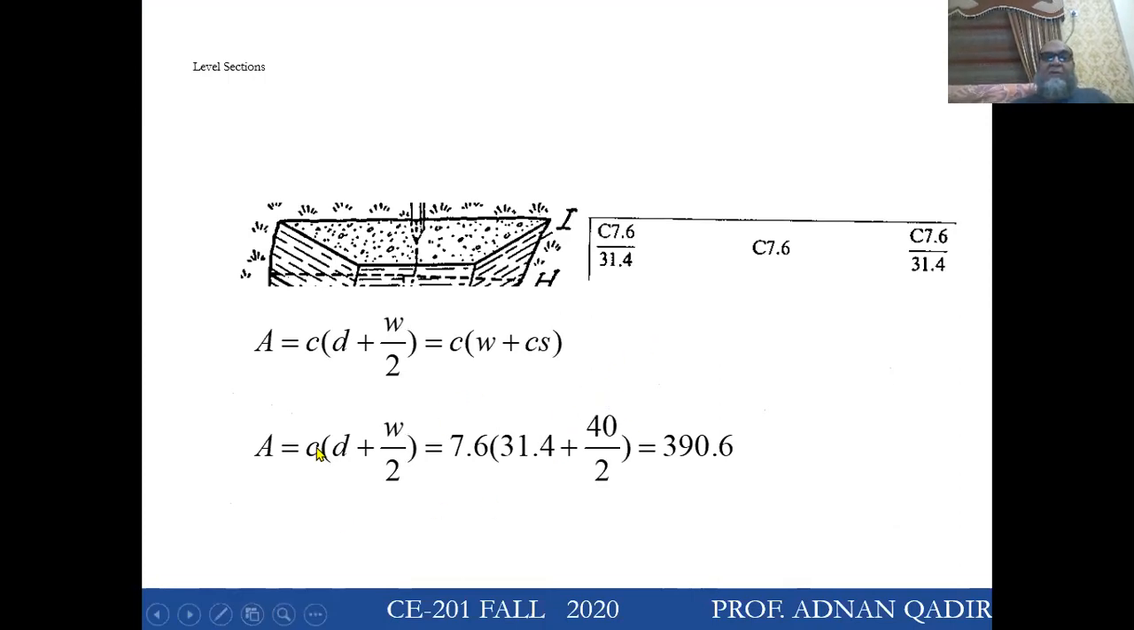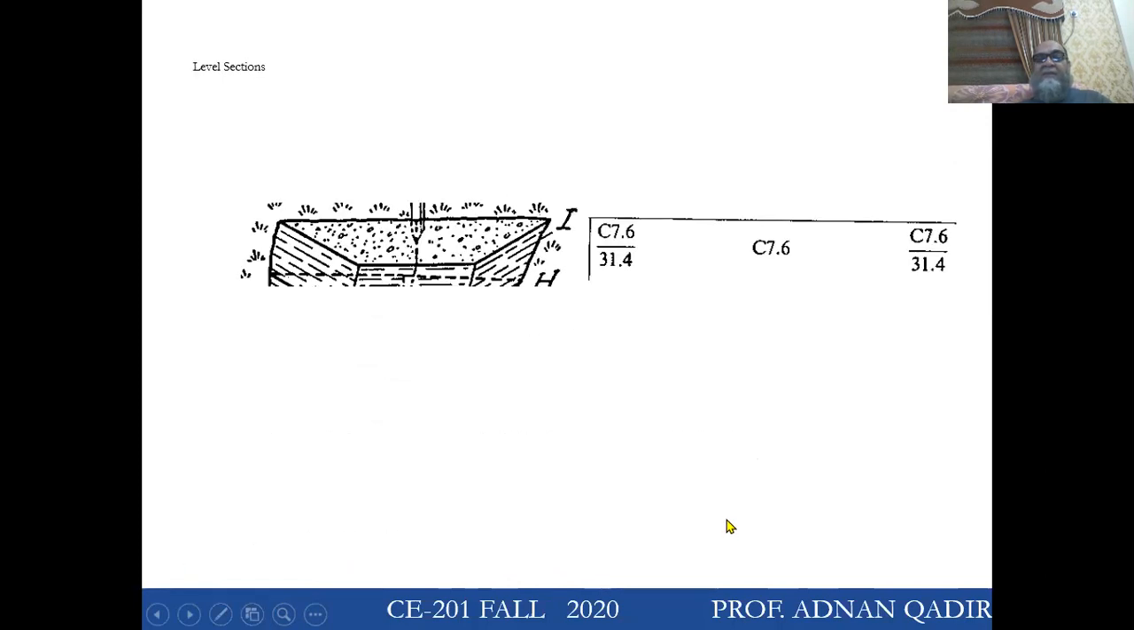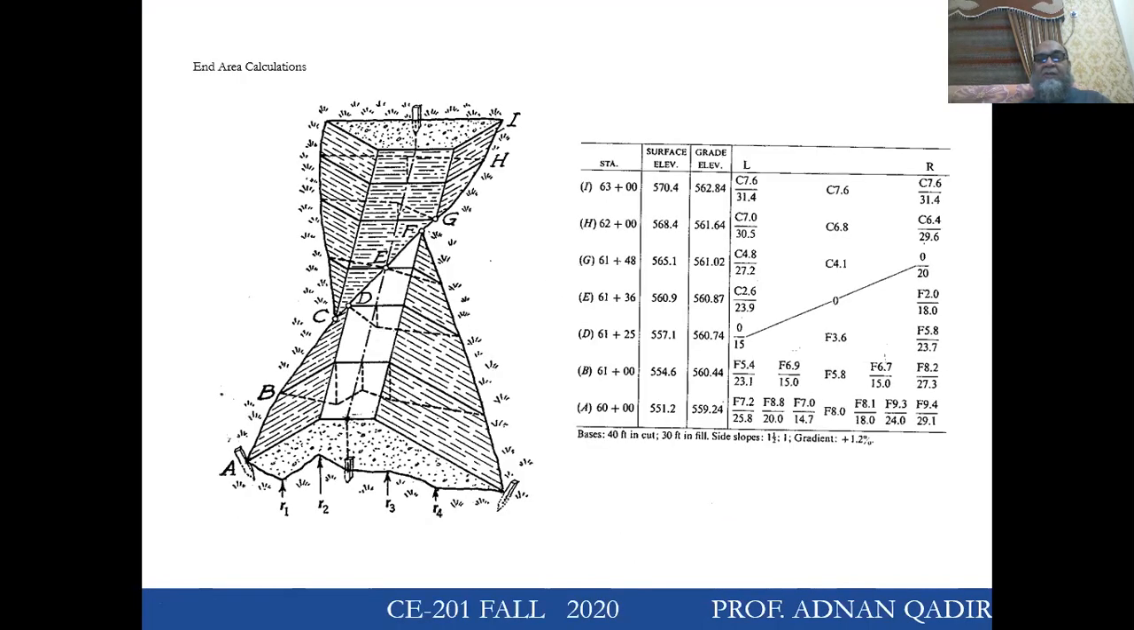So small c, 7.6, D is the distance, 31.4, and W is the width in cut, that is 40 feet divided by 2. So either you can use this formula or this formula, it doesn't make any difference. Okay, so this becomes the area. Again, for using a different technique, area is C 7.6, W, and 1.5 is the side slope that is given. This is S actually, right?